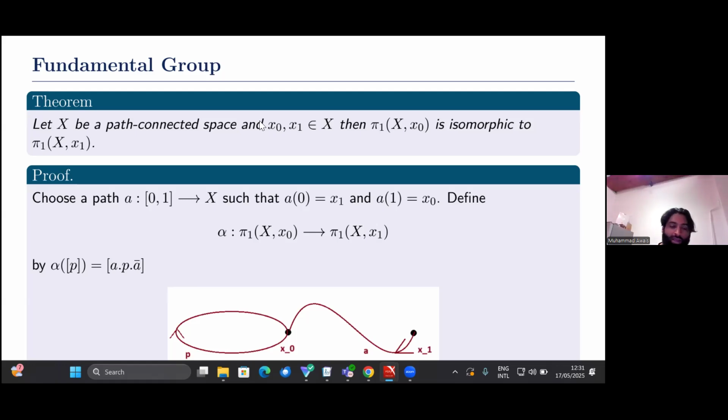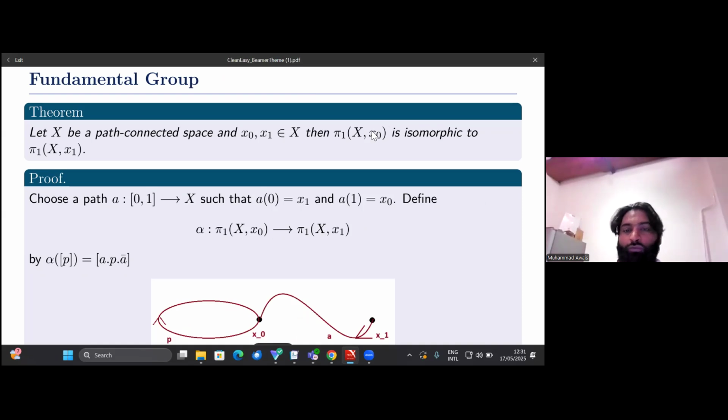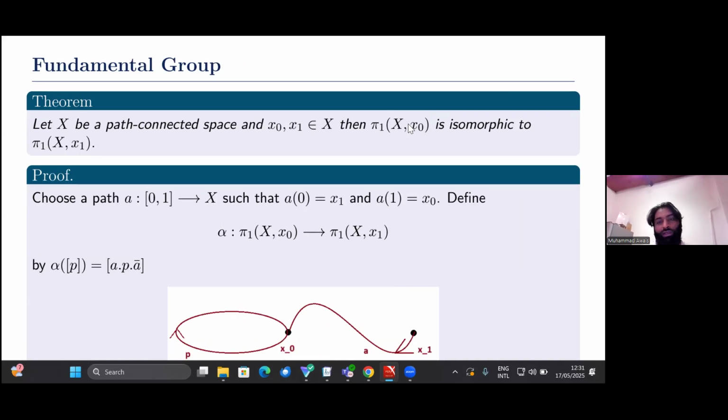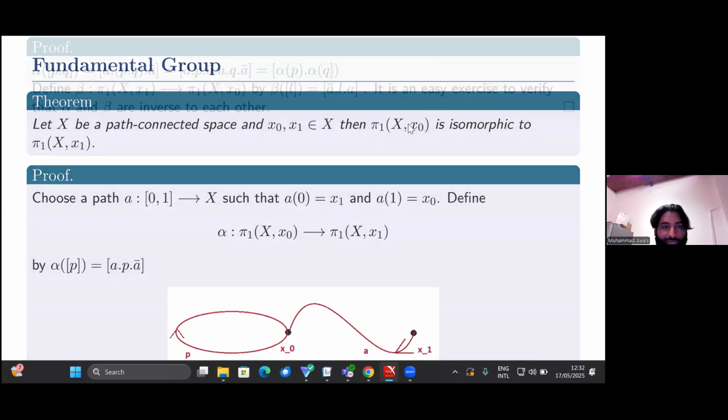So it means we can work with spaces which are path connected, and we can remove this extra x naught, and we can say pi1 of X. So whatever base point you choose, it is the fundamental group associated to your topological space. And the proof is very easy. Let's go.